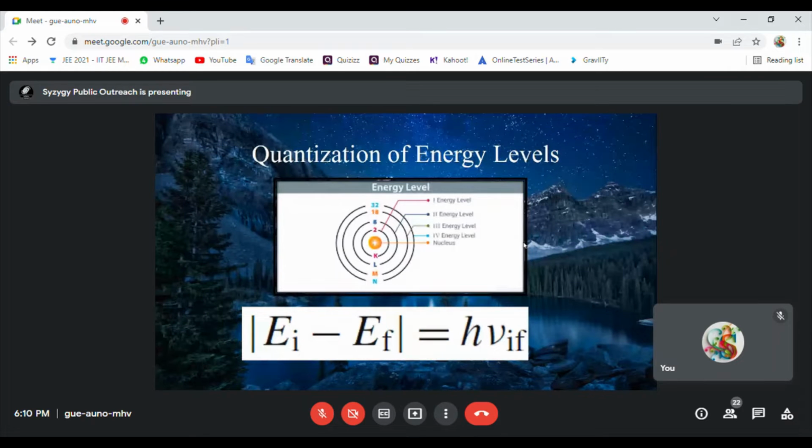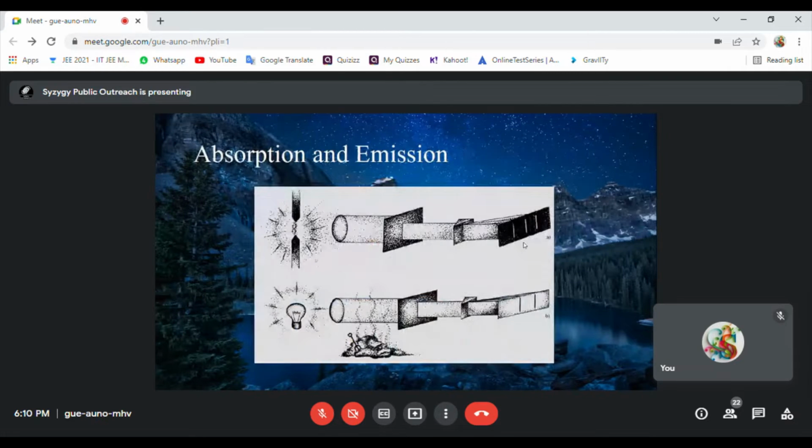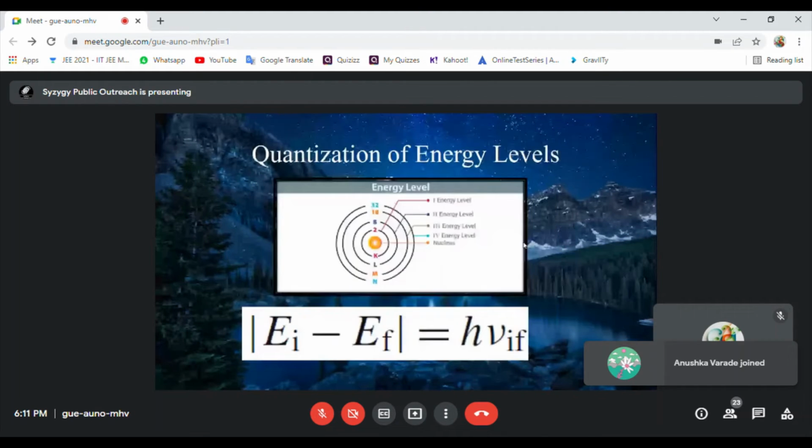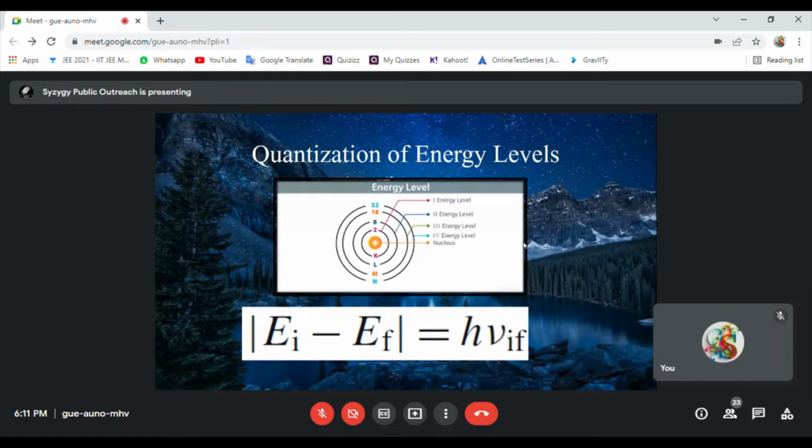Excuse me, sir. Sir, could you please take us to the previous slide? Sir, here the subscript to the frequency, if, what does it represent? It represents that the electron is transiting from its initial energy level to its final energy level. So it represents the frequency of the light emitted when the electron transits from the initial to the final energy level. Okay, thank you, sir.